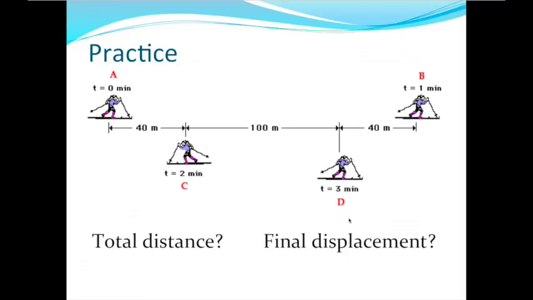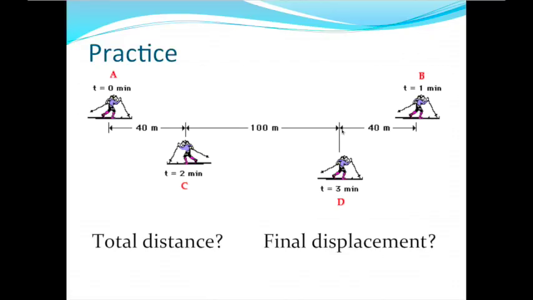Now, we have this practice little problem here. We have the total distance and total displacement. Okay? And if you notice this, we have t equals 0 minutes. So here we are, starting right here. Okay? And then we go 40 meters this way, 100 meters, and then another 40 meters till we get to time equals 1 minute. So it takes us 1 minute to go 40, 100, and then another 40. Okay, once we reach B, then we go back to time equals 2 minutes, which happened to be C. So then we go back 40, back 100 to time equals 2, and then at D we go back another 100.